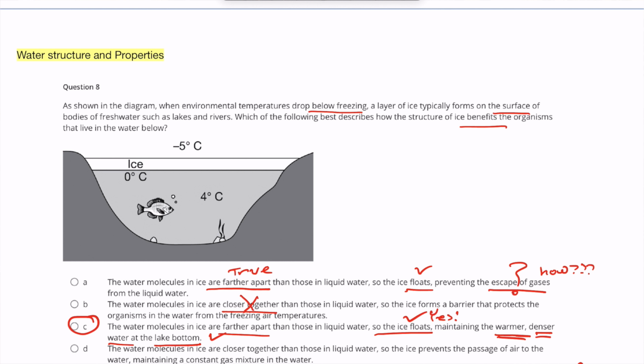What does D say though? The water molecules in ice are closer together. Again, I'm not even going to read the rest because that's wrong. So I would circle C for this particular question.